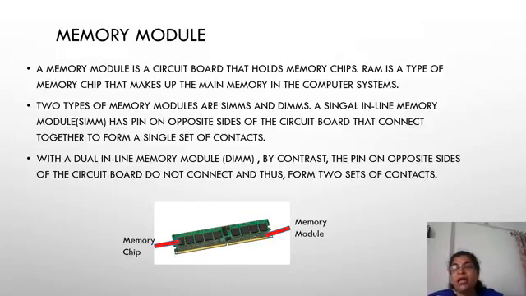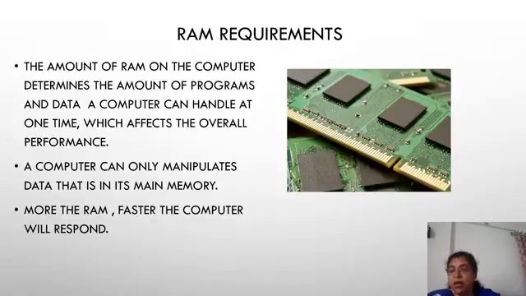Let's try to understand, because we cannot see all these RAMs and pictures of these RAMs because they are inside the CPU. RAM requirements means what? If the RAM capacity is more, your computer works very speedily. The amount of RAM on the computer determines the amount of programs and data a computer can handle at one time, which affects the overall performance.